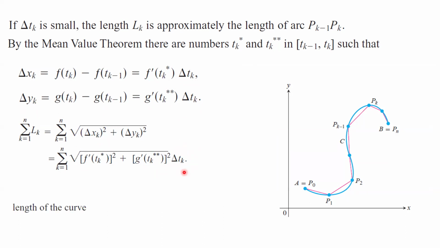Very good. So the length of the curve can be written as the definite integral from a to b of the square root of f prime squared plus g prime squared. And as you take the limit of delta t, it is dt.